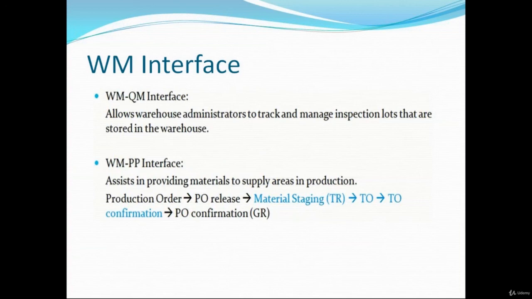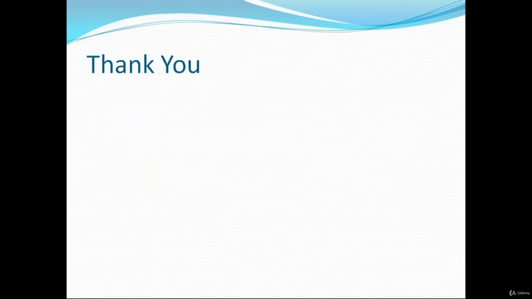So the cycle would be: the production order will be created and released. After the production order release, there will be a TR creation so that the material will be provided for production. Then the TO will be created, the material will be pulled from the warehouse, and the confirmation will be there. Then the production order confirmation, that means the goods receipt confirmation, will be there. So in this process also, the WM movement happens first, then the IM movement happens.